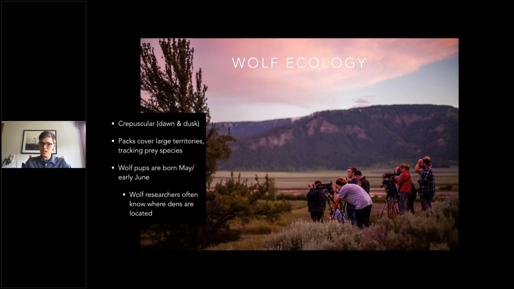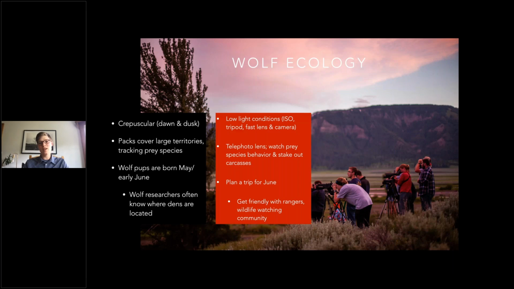So a couple considerations for how this plays into your photography. Number one, wolves are active early morning, late in the evening, and so there's low light conditions. In this picture here, this is actually a picture taken in the summer at dusk. You need to have a camera that's going to be able to handle pushing the ISO up so that you can shoot in lower light conditions. You also want to think about having a tripod to stabilize your camera, and having a fast lens. So that means a lens that has the ability to open up to a really wide aperture.